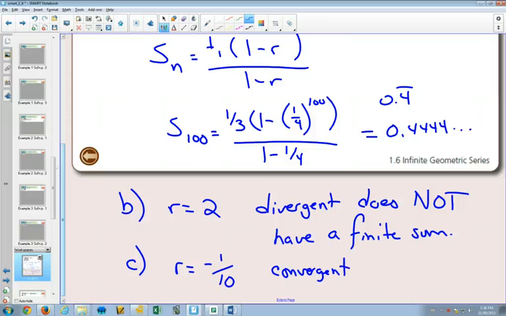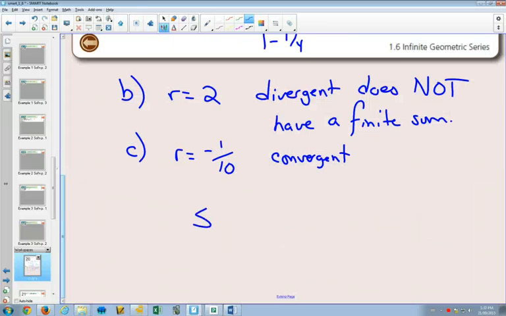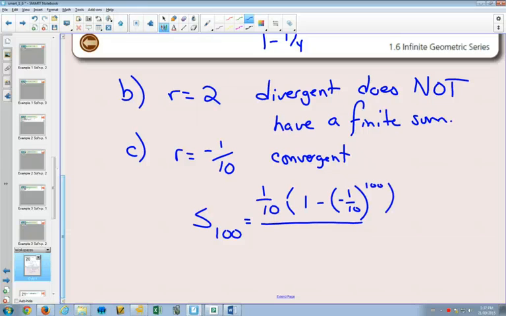So we can use our formula Sn. How many should we add up this time? You want to do 100 again? Okay. If we do 100 again, we get term 1 was 1/10, correct? Or was it 1? Go up. 1/10. Term 1 was 1/10. 1 minus R is negative 1/10 to the 100, over 1 minus 1/10. Type that into our calculator.